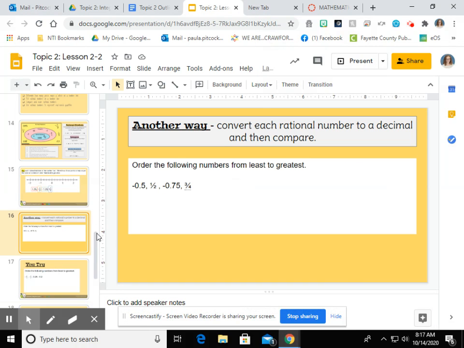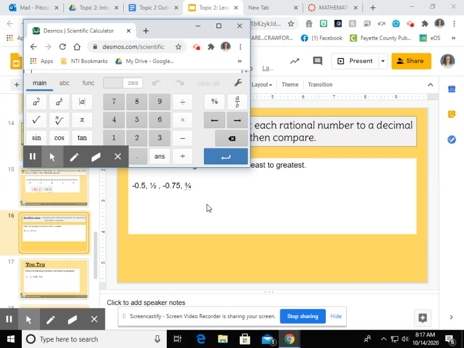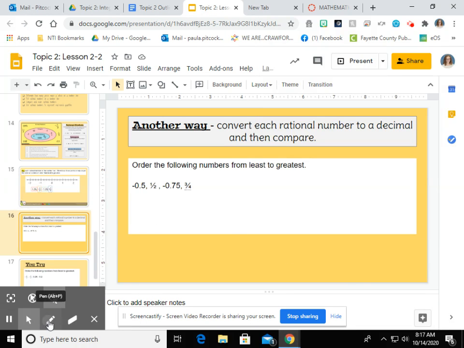So I want to change each of my rational numbers into a decimal. This one's already a decimal. This one is already negative 0.5. It's fine, okay? Now, a half, I know what it is as a decimal.